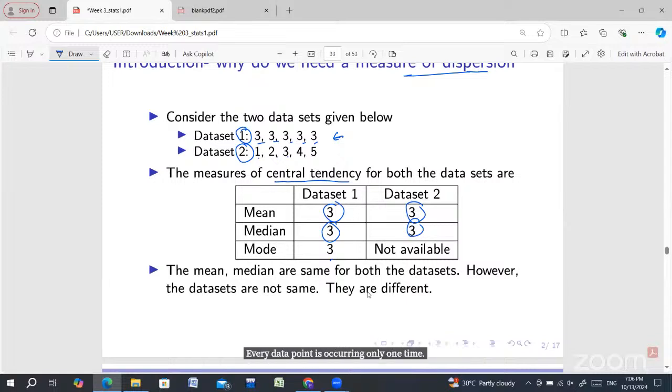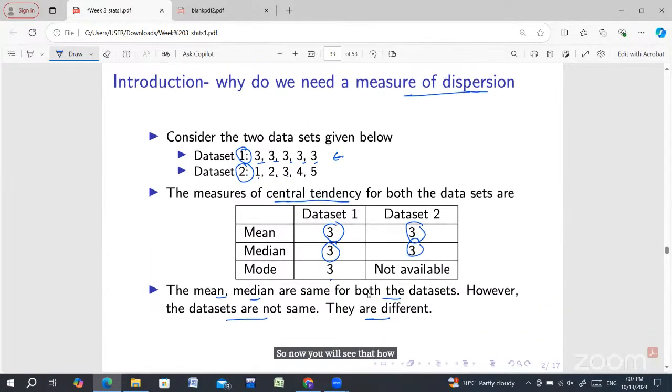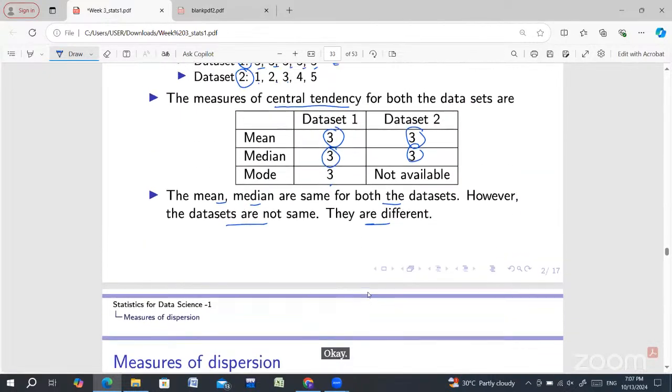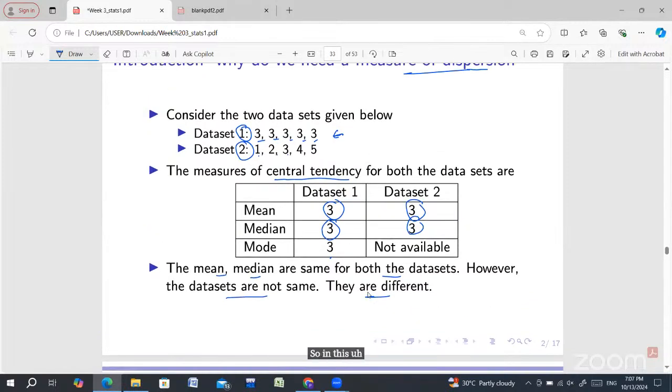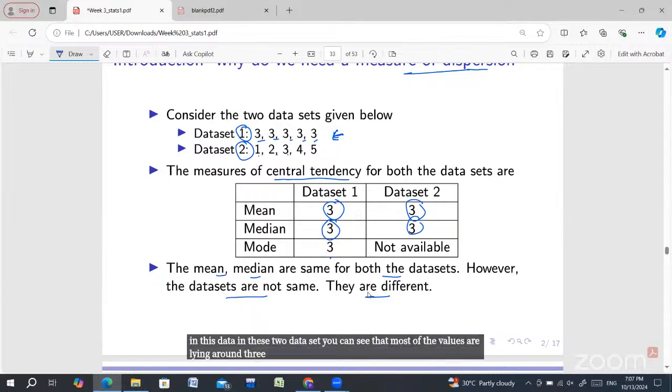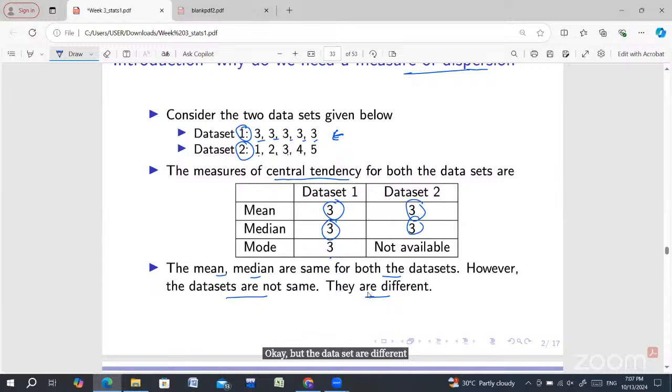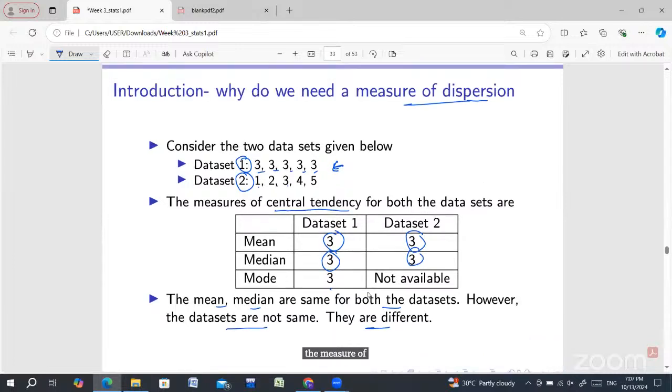So you can see that the measures of central tendency are the same for both the data sets. The values of mean and median are the same for both. But you can see that the data sets are not the same. They are different, right? Now you will see how a measure of dispersion gives you an idea about the spread of the data set. In these two data sets, most of the values are lying around 3, but the data sets are different. So how will we know? We will use the measure of dispersion to know this part.